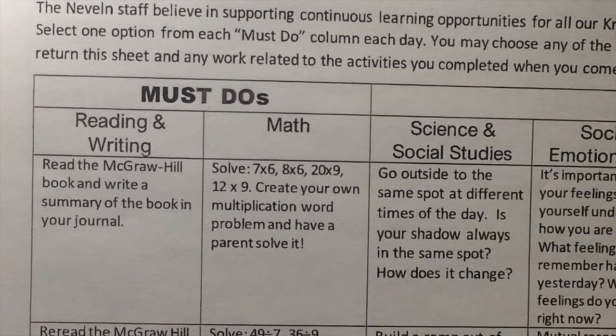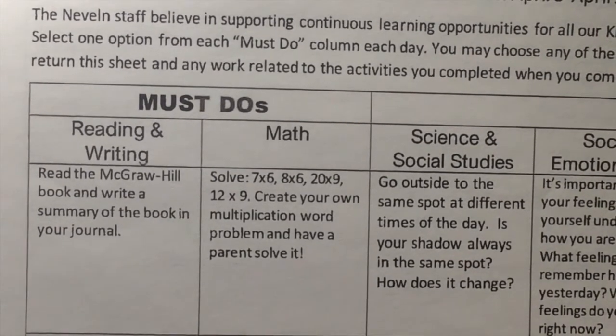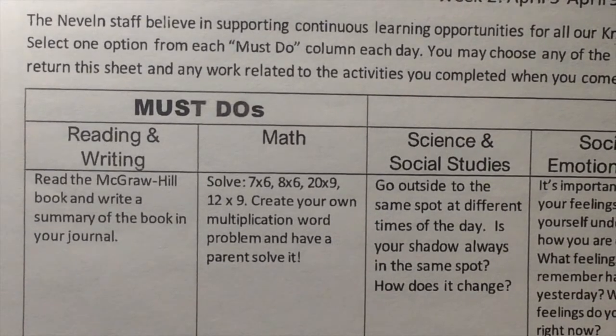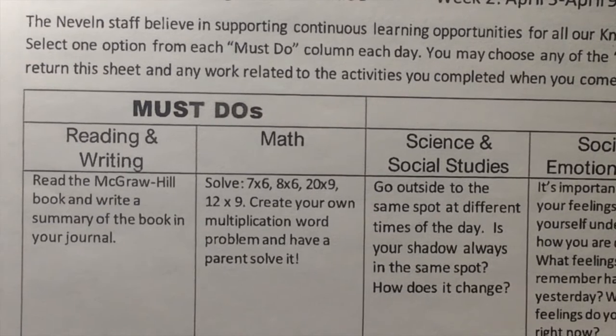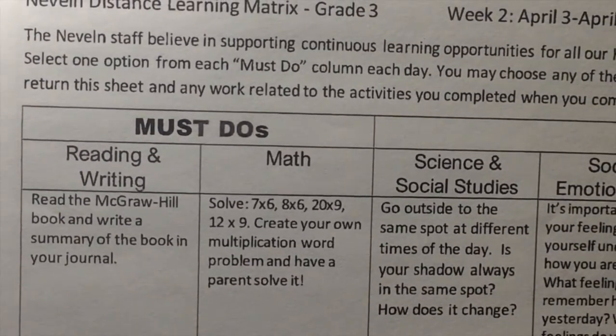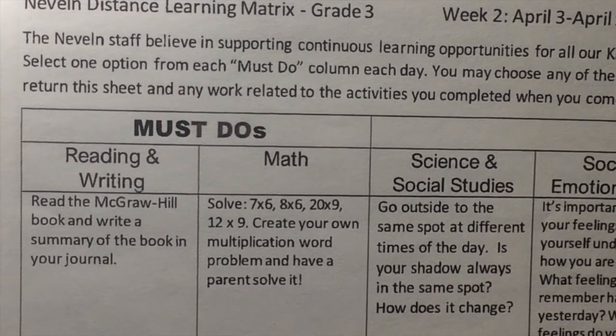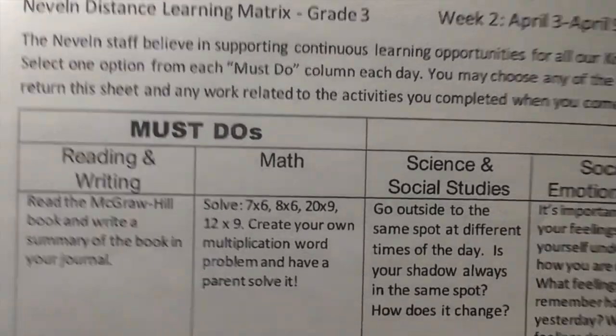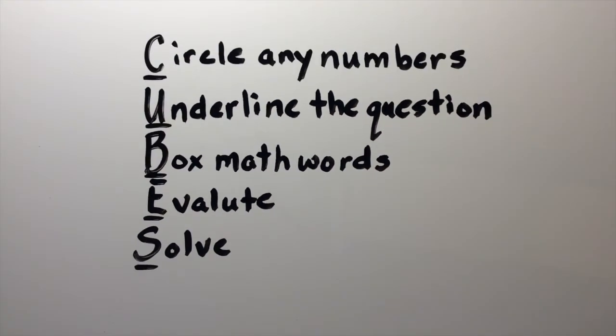So some of the strategies that we've used in multiplication are skip counting and repeated addition. You can build an array. You can use a number line. You can draw a picture showing equal groups, or you can decompose one of the numbers in the equation, or break it apart to make it into a smaller or simpler equation to do. The other strategy that we have used actually since probably first grade, but it works for all word problems, is the C.U.B.E.S method. So circle any numbers, underline the question, box math words, evaluate, and then solve.